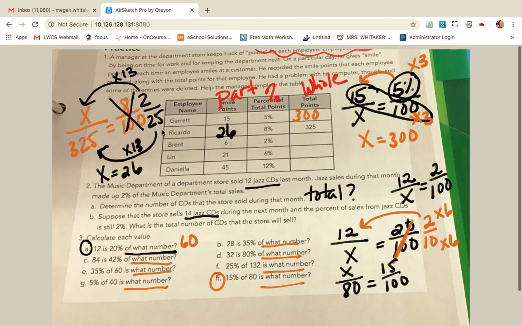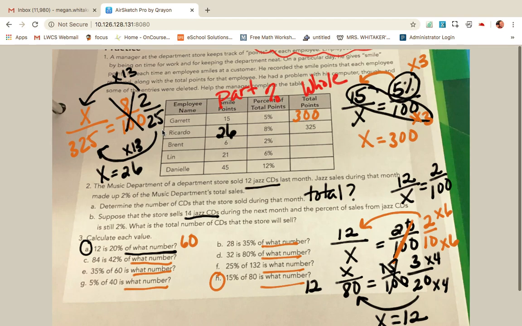So can 80 go into 100? No. We can simplify. So we divide them by 5, and I get 3 and I get 20. Ooh, 20 can go into 80. 20 goes into 80 by 4. So 20 times 4 gives me 80. Do the same thing to the top. 3 times 4 is 12. So x equals 12.